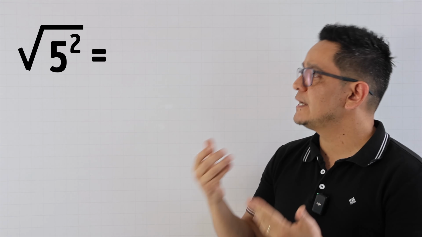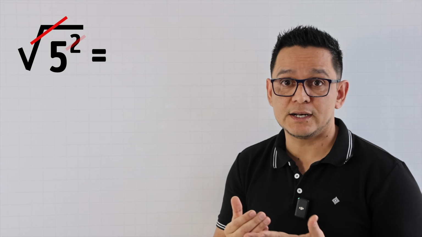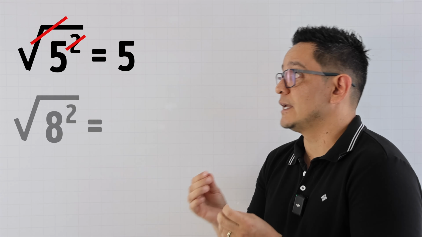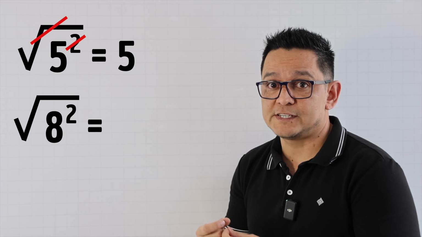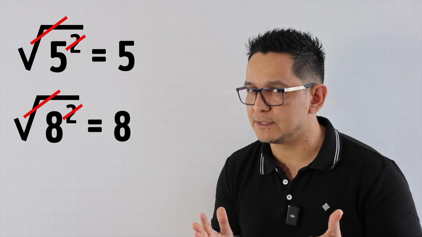Remember this information. Whenever we have a number squared and then take the square root of it, the square and the root cancel each other out, and we're just left with the number. For example, if we have the square root of 5 squared, we cancel out the square with the root, and we're just left with 5. For example, the square root of 8 squared equals 8. Why is that? Because the root cancels out with the square, right?